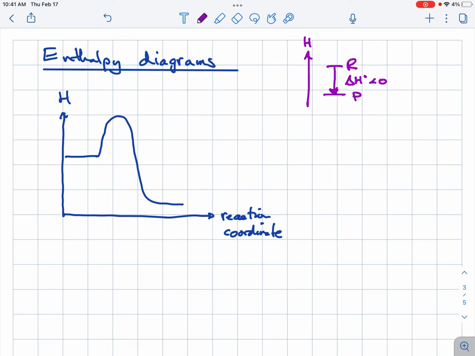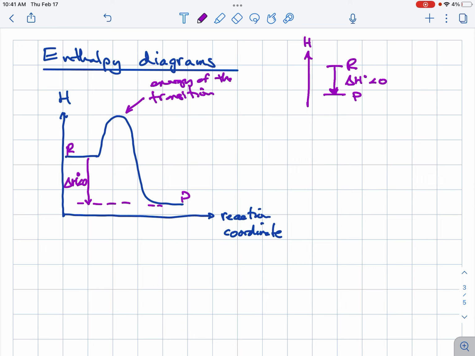So the reactants are still shown over here on the left, the products are shown over here on the right. If you draw a line to help you see it, the delta H is still shown here, and this is a negative delta H. All right, so we have an exothermic reaction, but to get from reactants to products, we have to go through something called the transition state. And this is the energy of the transition state.